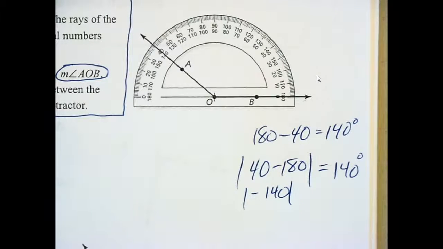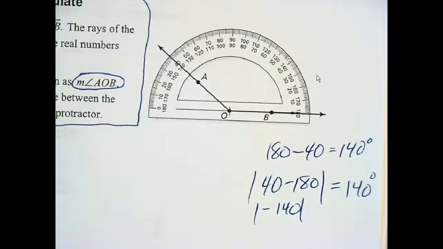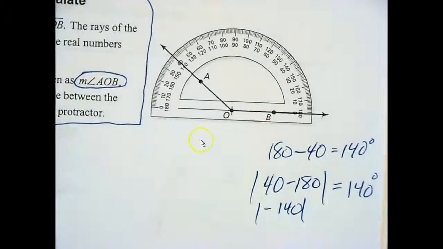That's the protractor postulate. It says you can subtract those numbers. Okay? Any questions there? All right.